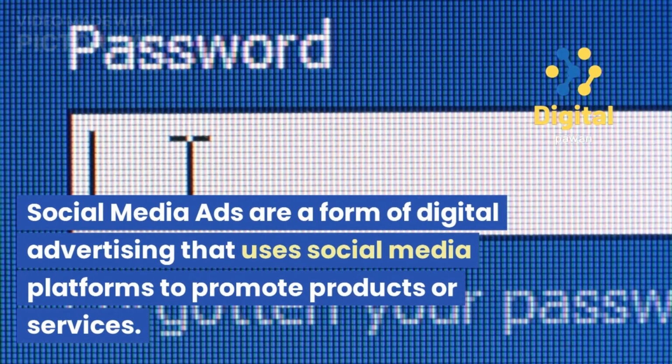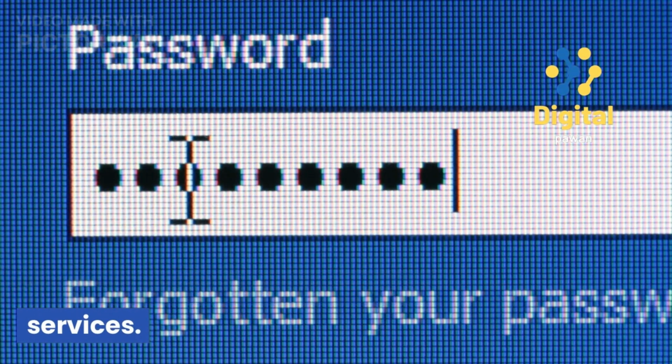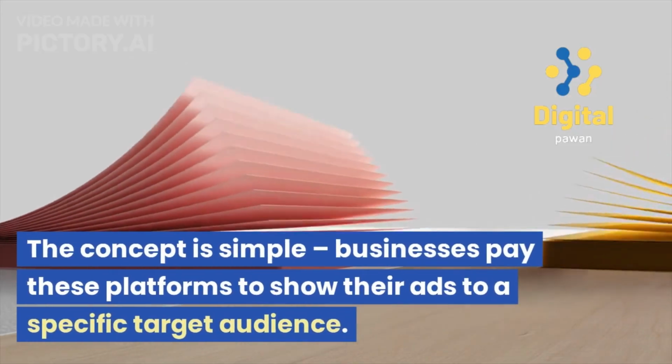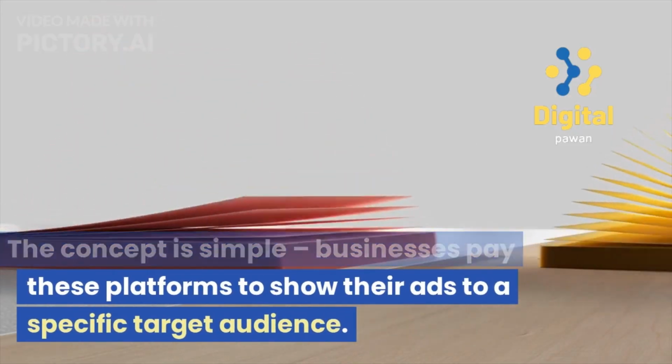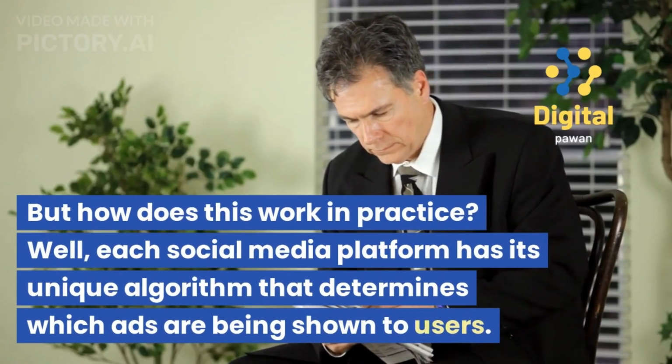Social media ads are a form of digital advertising that uses social media platforms to promote products or services. The concept is simple. Businesses pay these platforms to show their ads to a specific target audience. But how does this work in practice?